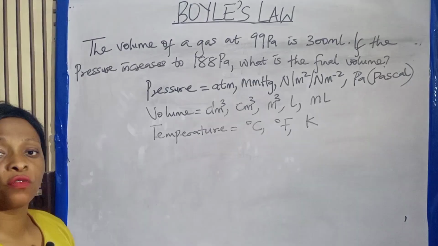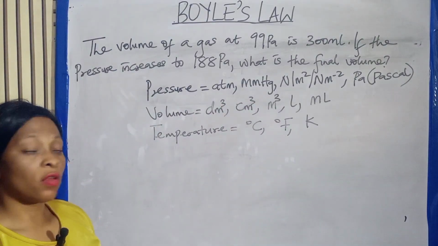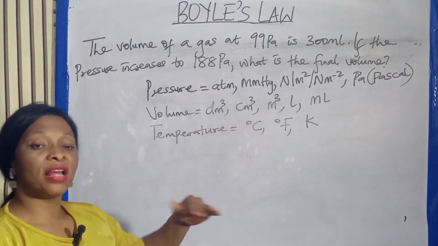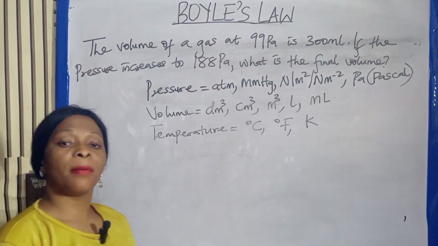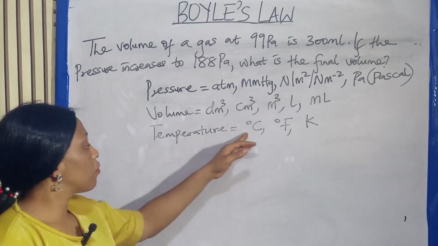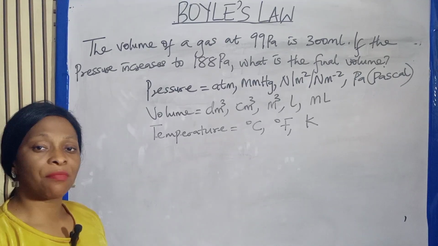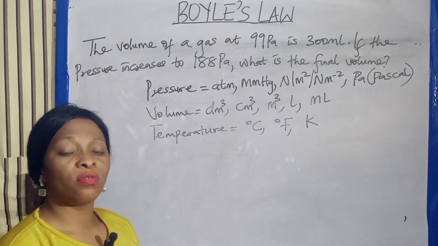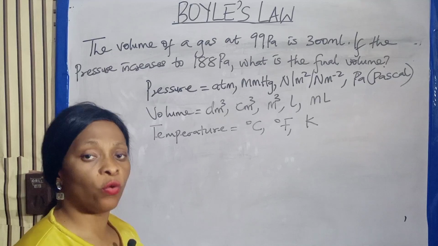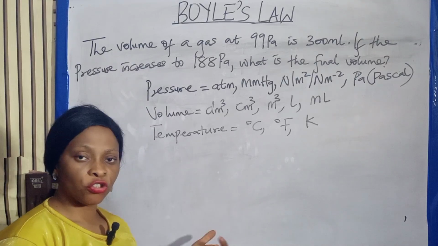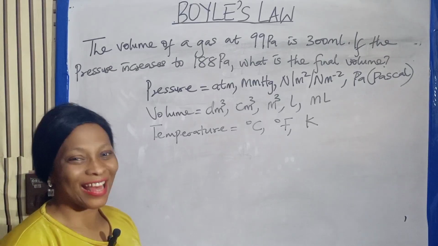So please, I want you to note these parameters here. They are very important. So that when you see ATM, you know they're talking about pressure. When you see milliliter, you know they're talking about volume. When you see degree Celsius, you know that temperature is being mentioned. Because sometimes the examiner may not call the name, they will simply give you the parameter, expecting that you should know that this is temperature, pressure, or volume. So let's solve this question now.